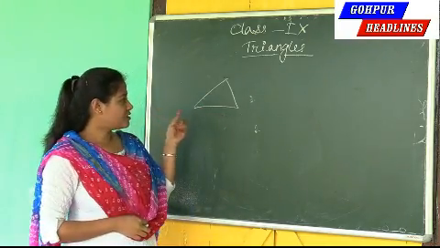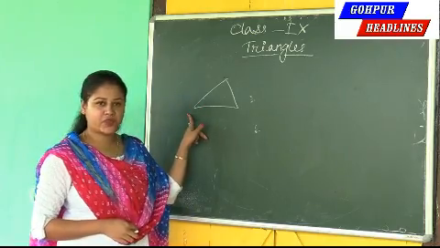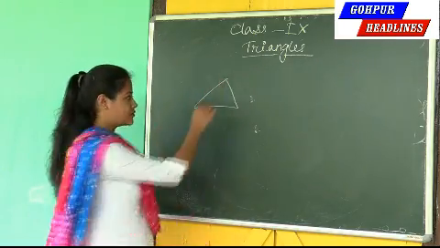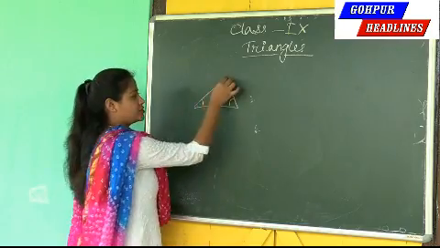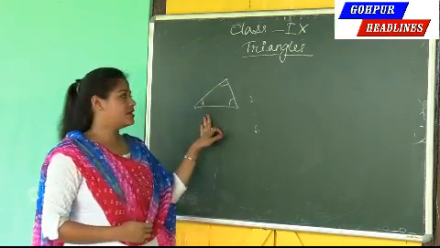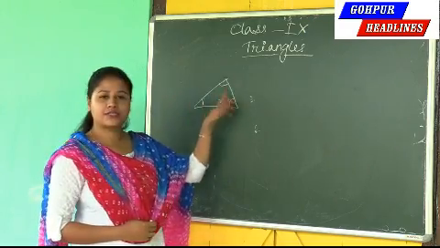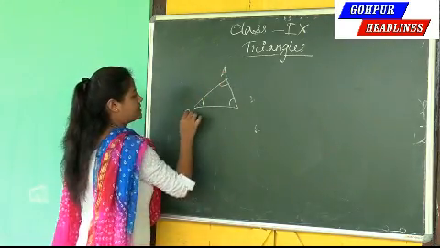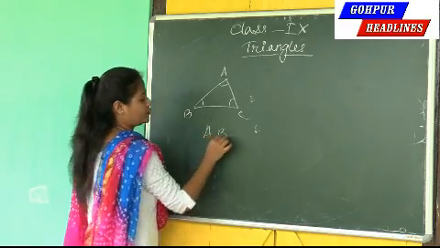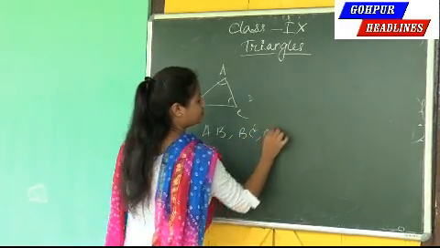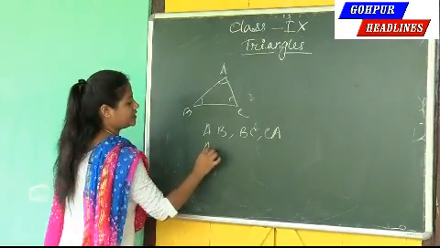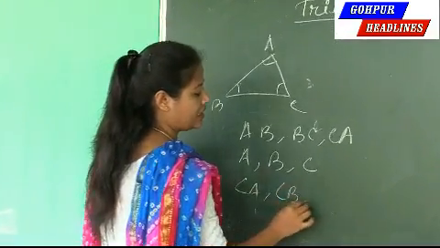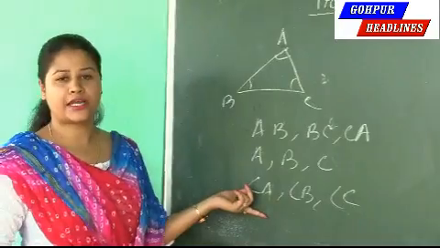So now the question is, how are triangles formed? Triangles are formed with 3 sides, 3 angles and 3 vertices. Suppose here ABC is a triangle and AB, BC and CA are the sides of the triangle. A, B and C are the vertices, and angle A, angle B and angle C are the angles of this triangle.